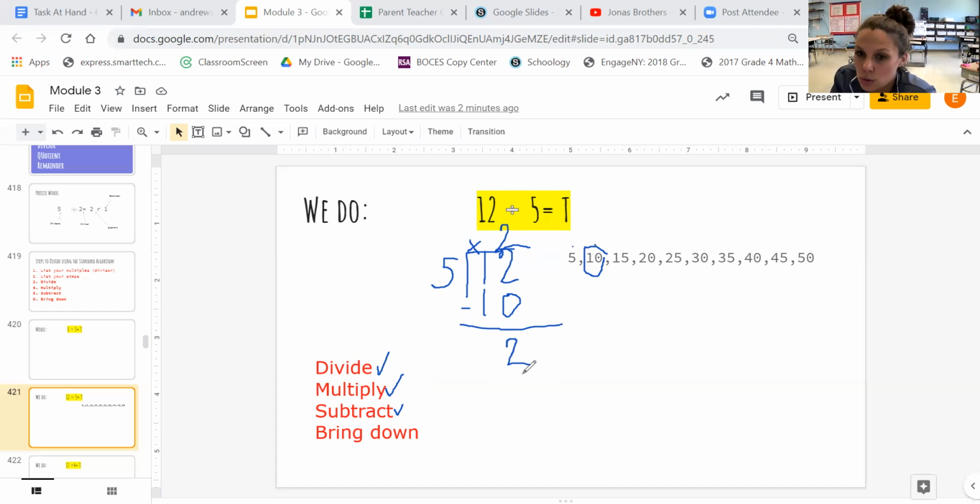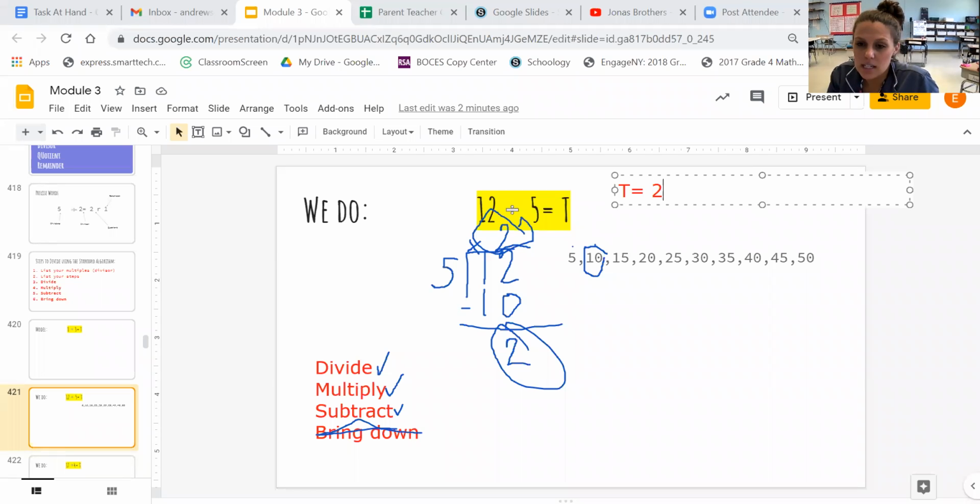5 into 2. I'm looking over here for the number 2, but I can't go over. I don't see the number 2, which means I can't divide 5 into 2. And I have no other numbers to bring down. Okay, so this isn't an option for this equation. My quotient, or my answer, is 2, and I have a remainder of 2. So t equals 2 remainder 2.